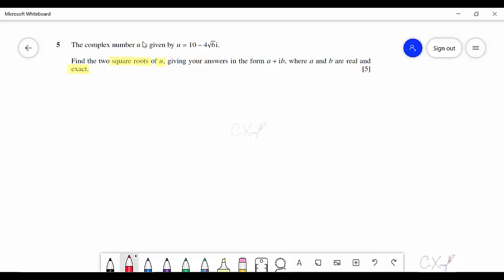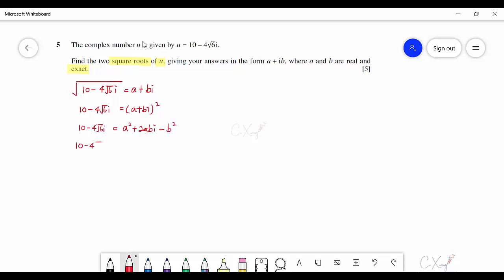Okay, so generally how we start is we will take the square root of u. So the square root of u means the square root of 10 minus 4 square root 6 i. You will get a complex number as your answer, which is a plus bi. So I will bring the square root over, where you need to square the a plus bi. Then you expand everything on the right hand side. So a square, you get a square, plus 2abi. Then bi square, you have b square i square. The i square is negative 1, therefore you have negative b square.